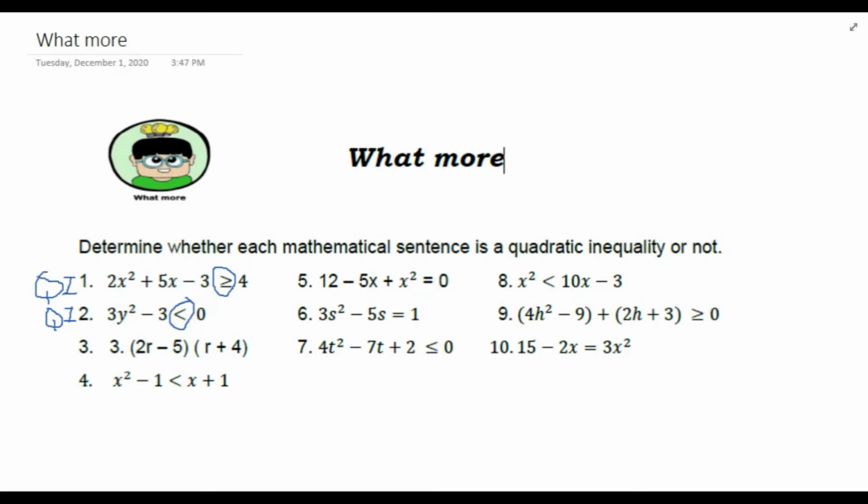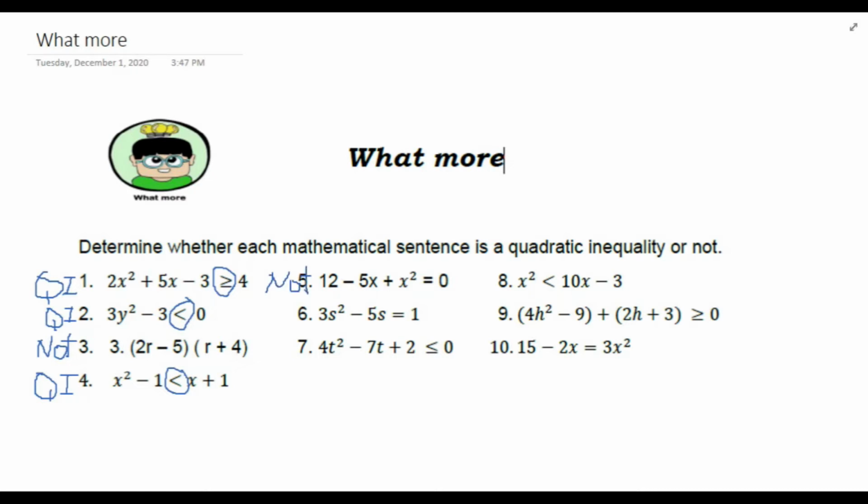So this is not a quadratic inequality. Okay, number 4. So what's your answer? Okay, so this is also a quadratic inequality, and there is an inequality symbol which is less than. How about number 5? Yes, you're right. This is not a quadratic inequality.